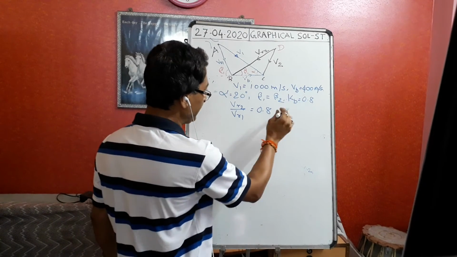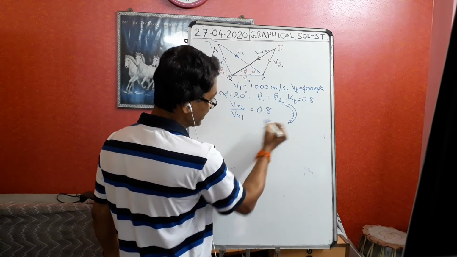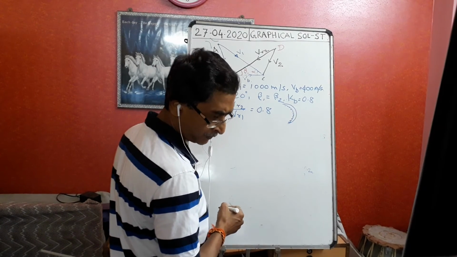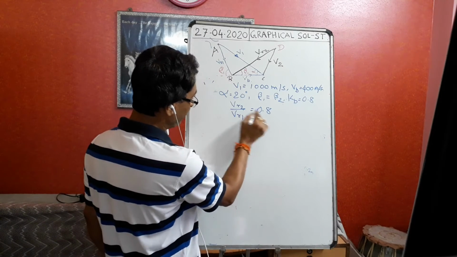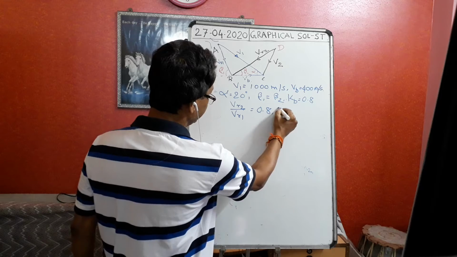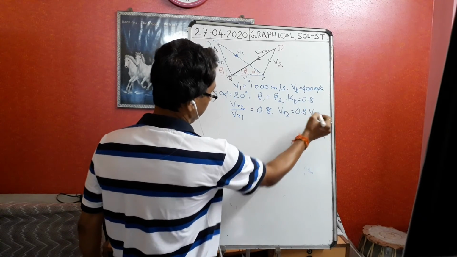Why? Because the blades have some friction. The blade is rough, that's why friction has come. So due to this, the outlet velocity is less. Then VR2 will be 0.8 into VR1.